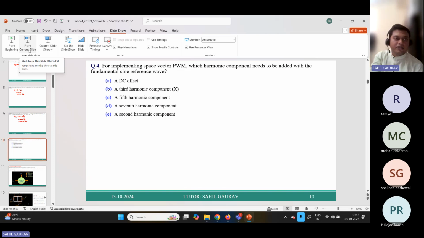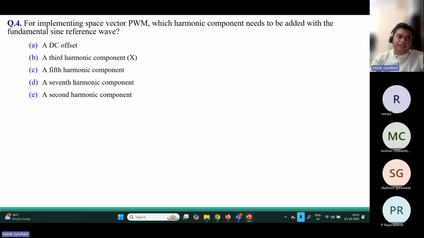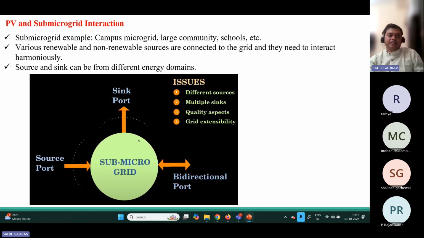We have seen that we are adding the third harmonic component with the fundamental sine reference wave. So the correct answer for this problem is B. Now coming to the next part.